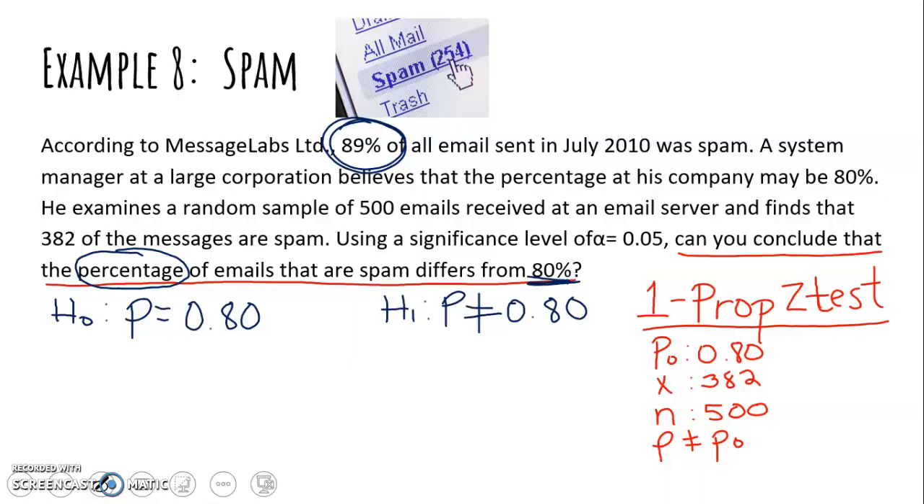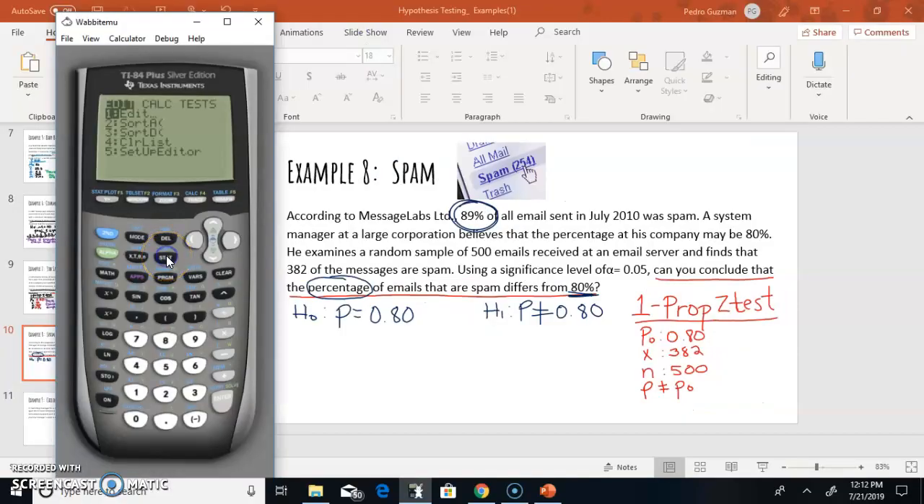Okay, so pull up the calculator. I'm going to go to stat, test. I'm going to choose number 5, 1 prop z test. The P0 should be 0.80. X should be 382. N should be 500. We should choose not equal to. This is a two-tailed test because it's not equal to. And it looks like our test stat would be negative 2.01.